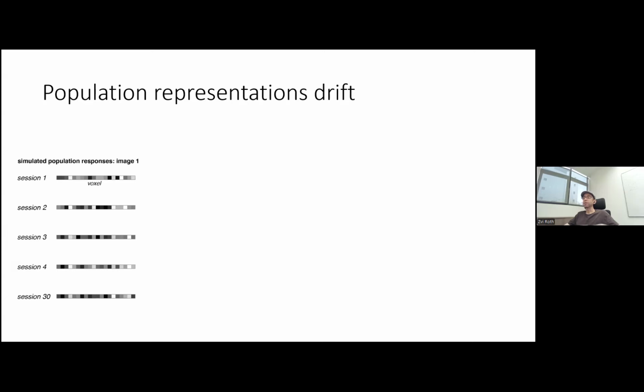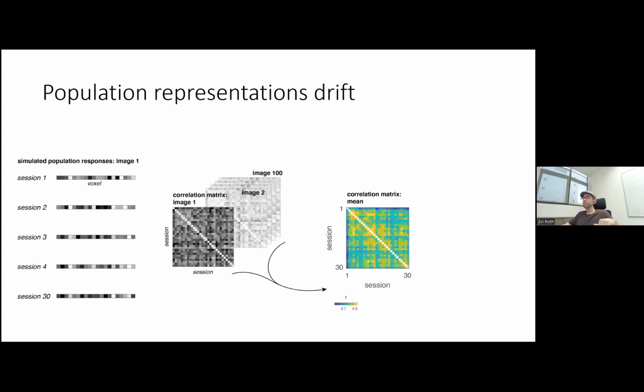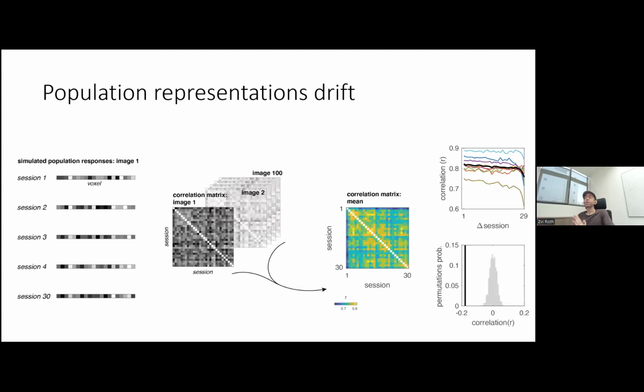Then we do this for every session, and we then compute the correlations between the population responses for each pair of sessions, which gives us a correlation matrix for a single image, here, image number 1. This is for image number 1, but then we repeat that for a bunch of images. And finally, we take the average of all those correlation matrices. So each element in this matrix is a measure of how similar population responses are between two sessions. And the question is whether, as we increase the number of intervening sessions, the delta session, does the correlation between these representations drop, or does it stay at roughly the same level? And it turns out that population responses drift as well. They're changing over time.